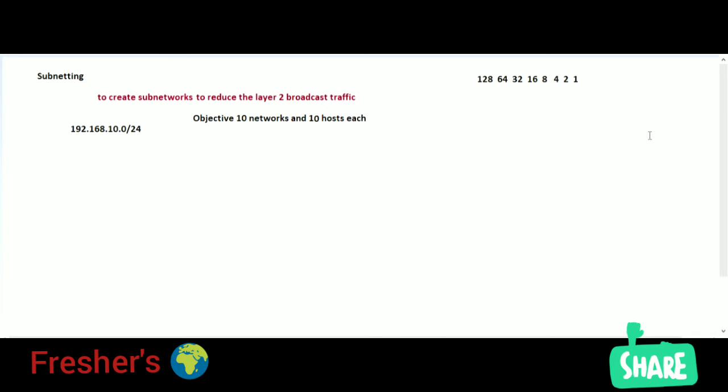Before getting into the subject, we need the network ID and subnet mask for subnetting. We have the network ID, but it is in decimal form, so I'm going to convert this into binary format.